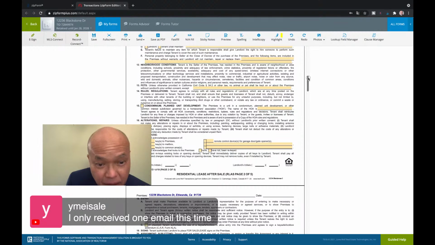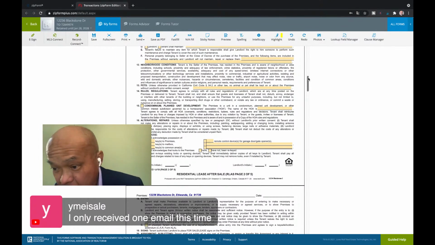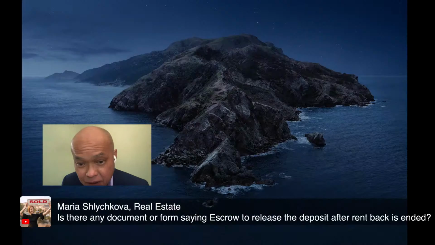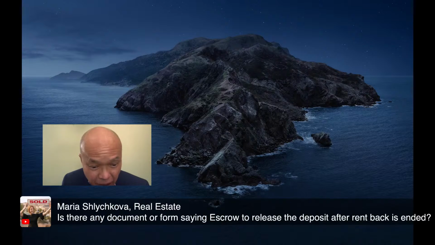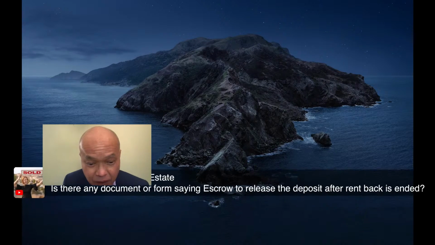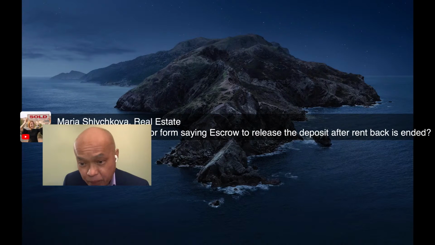Neighborhood. Now, if the seller has pets, then you need to mention it. It says here, no animal or pet shall be kept. Now, this is number 13. Okay, well, let's see what Maria's question is. Is there any document or form saying escrow is to release the deposit after rent back has ended?